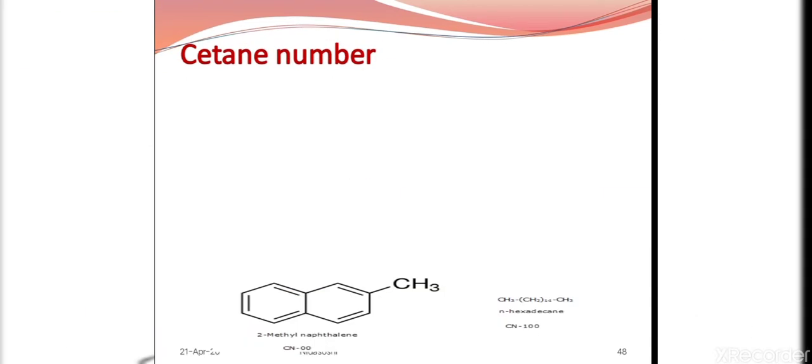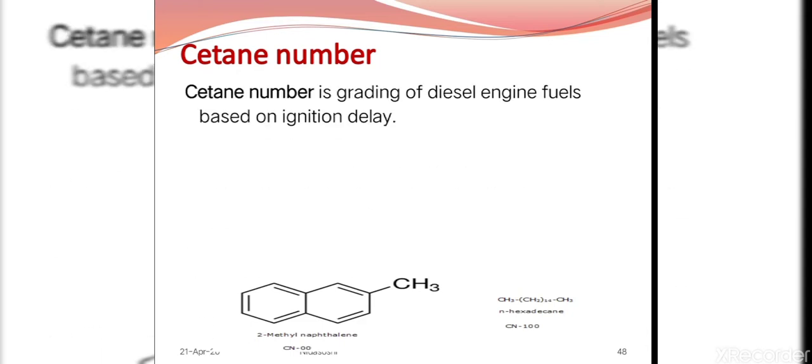Now let us discuss how to decide the quality of the diesel oil. Diesel oil quality is assessed by the use of cetane number. So cetane number is the grading parameter for the diesel engine fuel. It is based on the ignition delay.